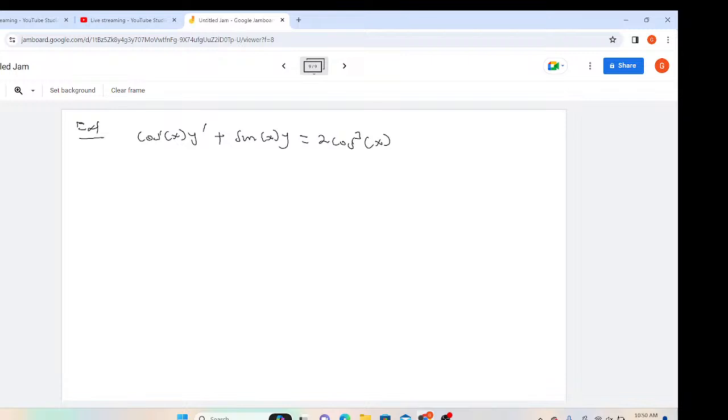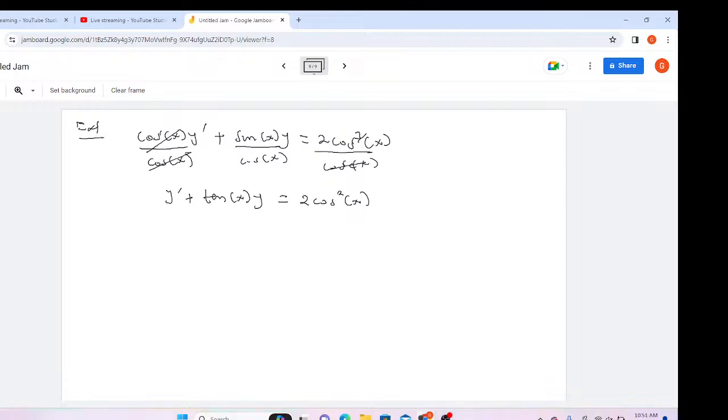For the linear, we said that we should have y prime standing alone. So our first step is to make y prime stand alone. So we divide through by cos x. Cos x divides cos x. We have y prime plus sin x over cos x, which is actually tan x, so tan x y equals cos x, we cancel one of these, so we have 2 cos squared x.